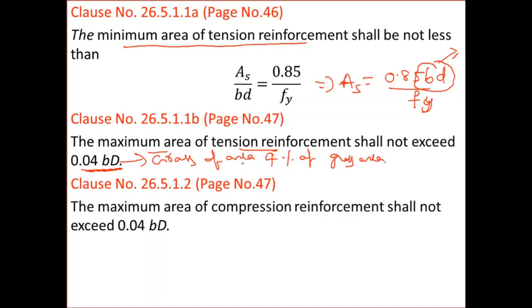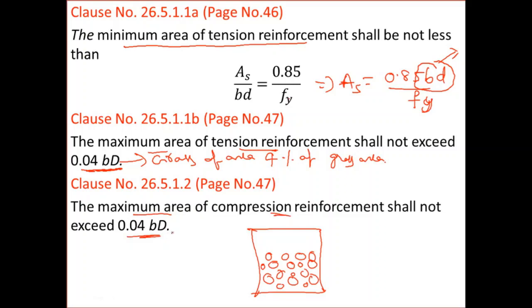Okay, then why is there a restriction on the maximum area of tension reinforcement? Suppose this is the beam and you are keeping a lot of bars there, so many bars. Then is it easy to place the concrete here? No, it's not easy to fill the concrete. That means it will be congested. So considering that, the maximum area of tension reinforcement is restricted to 4% of the gross area. Similarly, the maximum area of compression reinforcement is also restricted to 4% of the gross area.